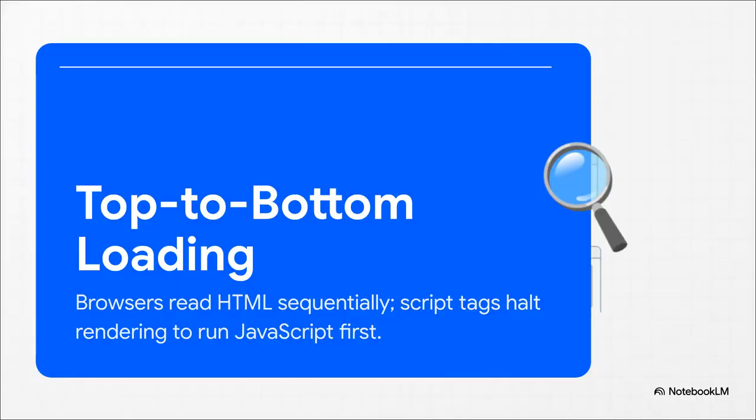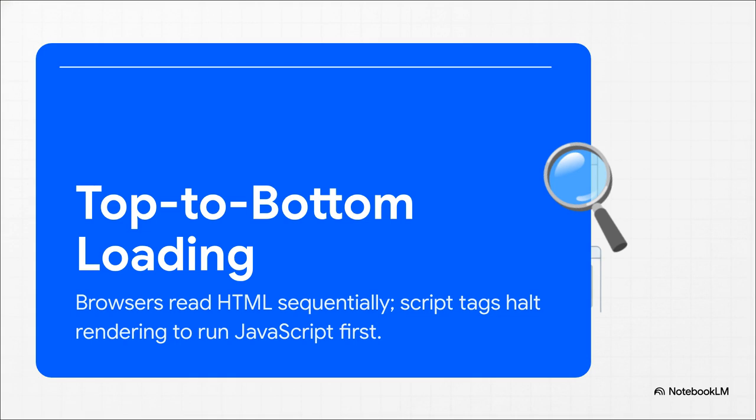Okay, let's dive into this mechanic. It's known as top-to-bottom loading. Basically, browsers read HTML files sequentially, literally straight from the top of the document all the way down to the bottom. So if a browser is humming along, reading your code to build the visual page, and it suddenly hits a JavaScript tag high up in the document, like say up in the head section or at the very top of the body tag, it just stops. It halts rendering any of your visual HTML content right then and there, so it can run that JavaScript first.